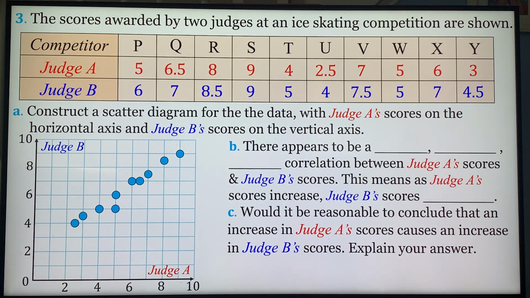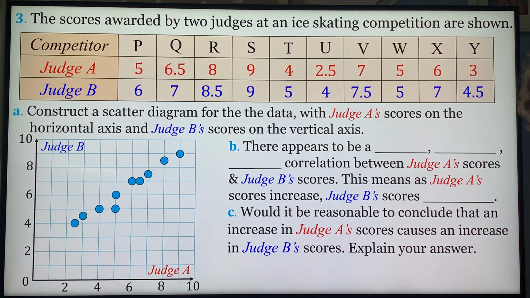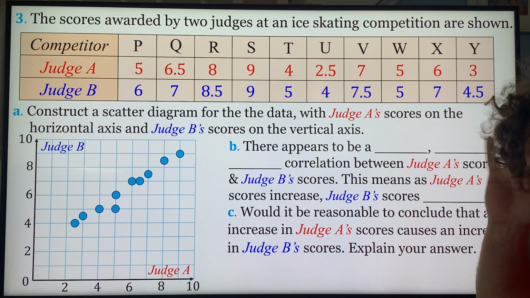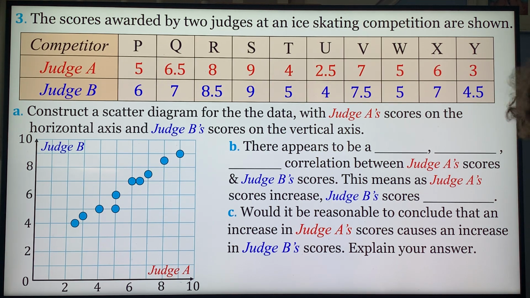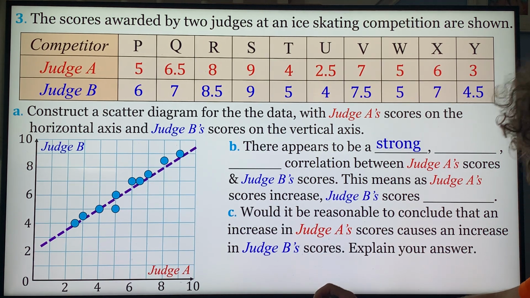There appears to be a blank correlation between the judge A scores and judge B scores. So draw a line and then tell me, is it going to be positive, negative? Is it going to be strong, weak, moderate? Is it going to be linear, nonlinear? All right. Strong, weak, moderate. What do you think? That looks strong, right? Strong. Positive, negative. Positive. And it is linear.